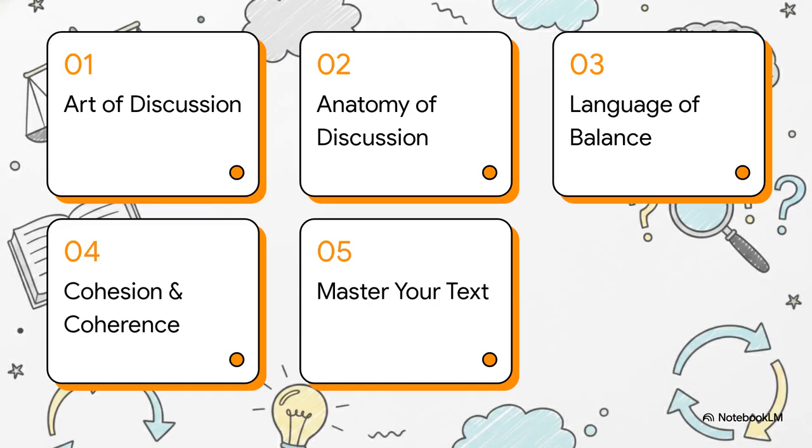So here is our roadmap for today's explainer. Number 1, the art of discussion. 2, the anatomy of a discussion. 3, the language of balance. 4, cohesion and coherence explained. And 5, mastering your own text.